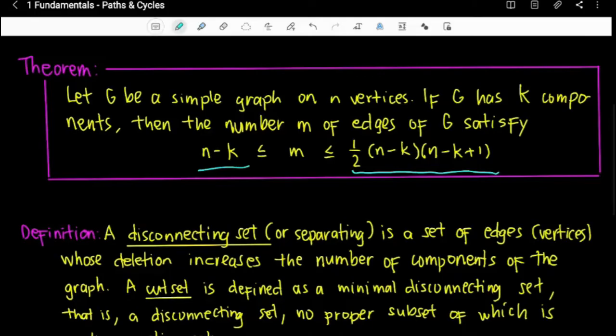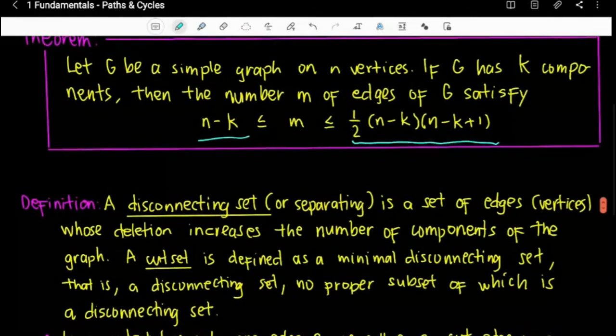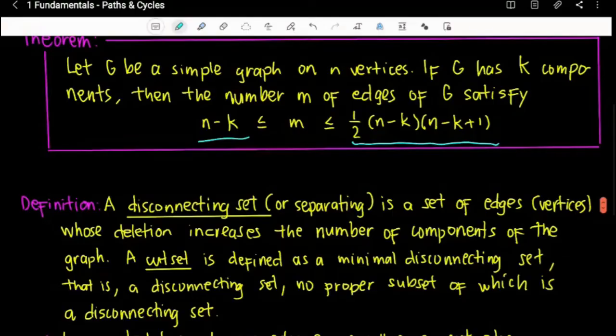Okay. Now, a disconnecting set, or sometimes other author call it separating, is a set of edges whose deletion increase the number of components of the graph. So, ang disconnecting set, that's why it's called disconnecting. Very easy to remember. It makes your set or it makes your graph disconnected. So, those vertices that makes your graph disconnected, once you delete them, is called a disconnecting set. Pag vertex naman yung tinanggal mo, it's a separating.